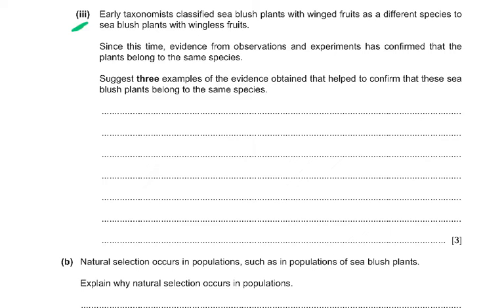So give 3 examples of the evidence obtained that help to confirm that these sea blush plants belong to the same species. If they're the same species, only then they can interbreed to produce fertile offspring. So that's the definition of species. Then they occupy the same niche. Then they have the same morphology, physiology, and biochemistry. So basically, they're asking you to explain the definition of species. They have the same DNA sequences. They have the same protein or the amino acid sequences in the protein.